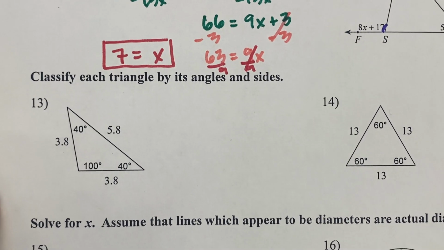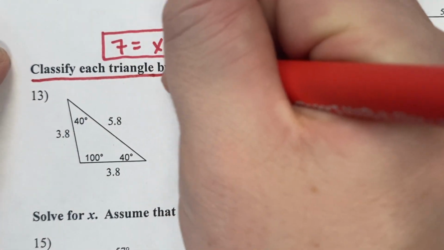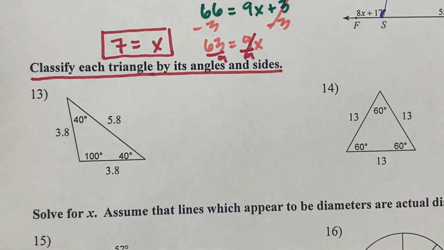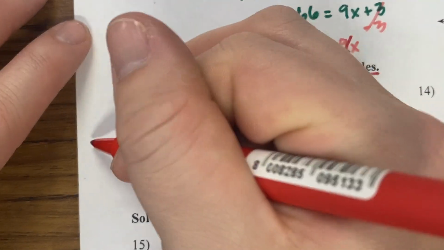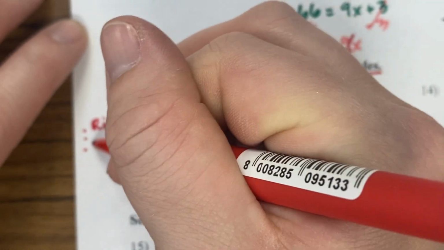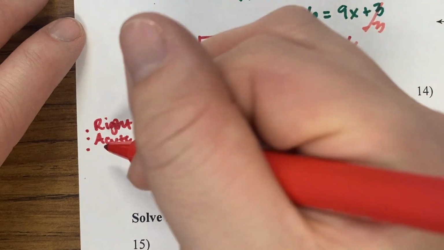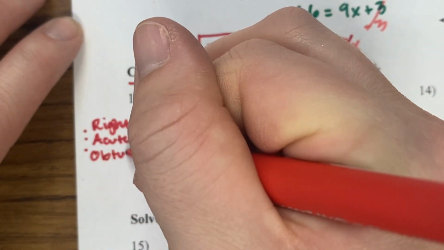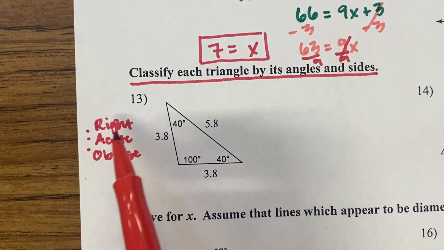Alrighty. Numbers 13 and 14. You are asked to classify each triangle by its angles and sides. So remember, angles, we have 3 options. Let's write down these 3 options. Really small. We have either a right angle, an acute angle where all 3 are less than 90, or an obtuse angle where one of them is more than 90. Right is where you see a 90 degree.